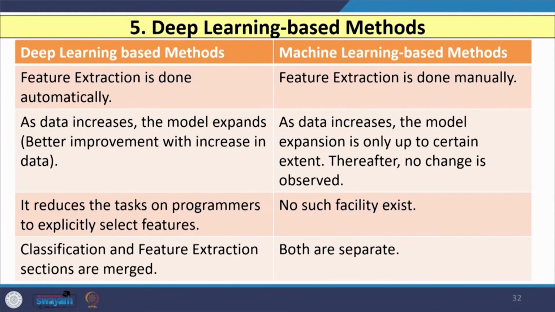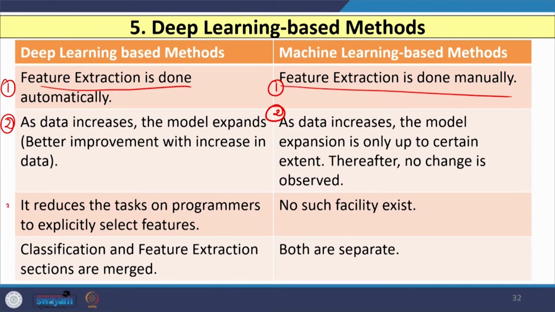If I consider the deep learning based method, then feature extraction is done automatically in deep learning based methods, whereas feature extraction is done manually in case of machine learning based methods. Second, as the volume of the data increases, the model in deep learning expands and improves with the increase in data, whereas in machine learning based approaches, as data increases the model expansion is only up to a certain extent, thereafter no change is observed.